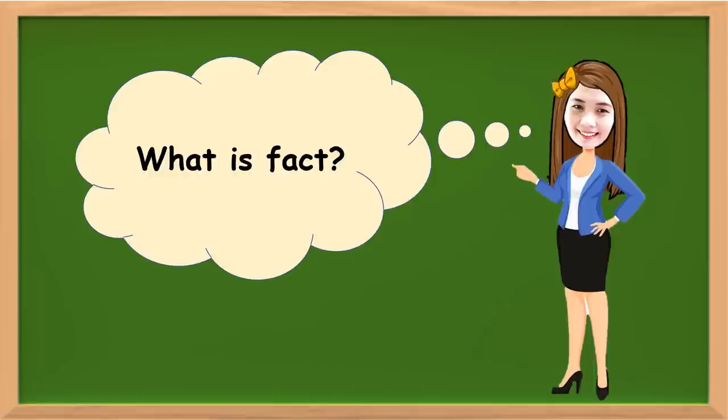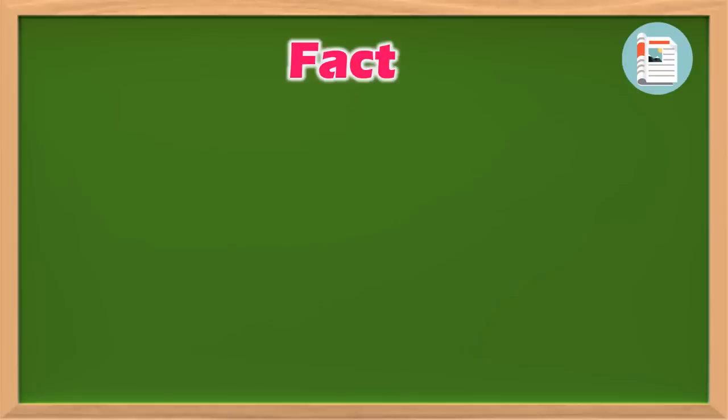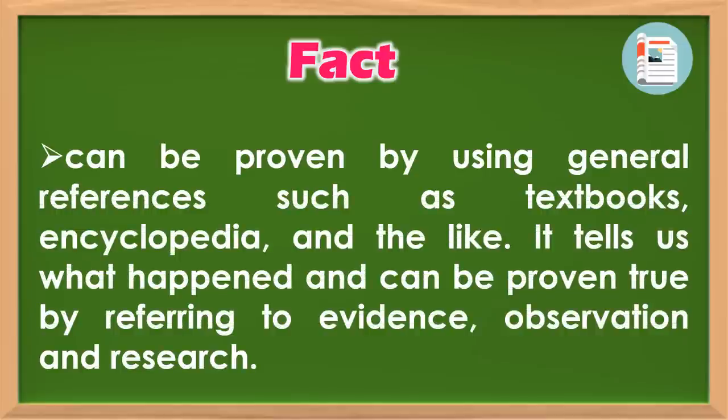What is fact? Fact can be proven by using general references such as textbooks, encyclopedia, and the like. It tells us what happened and can be proven true by referring to evidence, observation, and research.